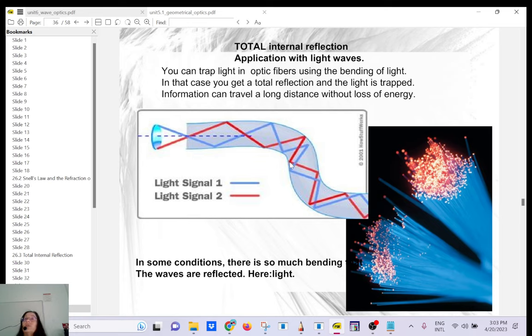Okay, and why do we use them? Because you remember I told you the frequency of visible light is 10 to the 14 hertz. That means you can transport 10 to the 14 bits per second. So you have more information to be sent during the same time than with radio waves.